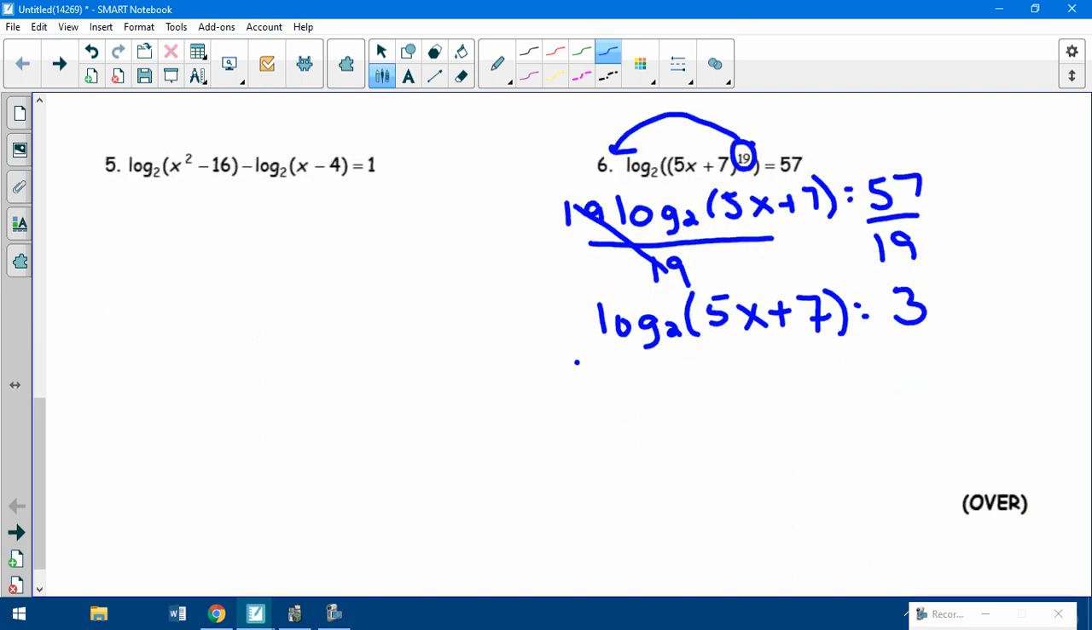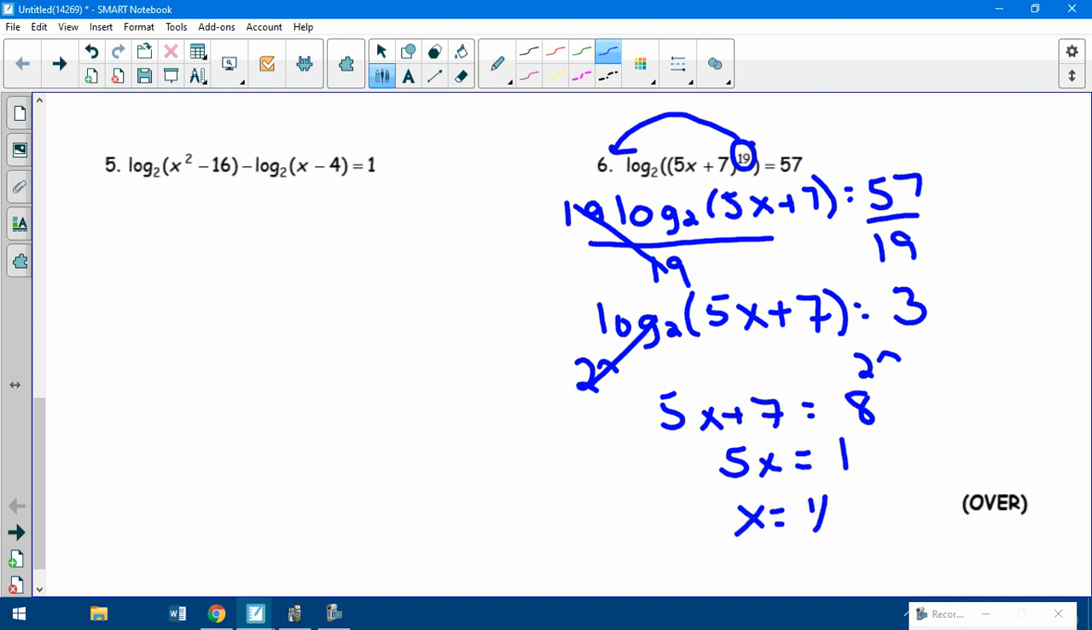And then if I exponentiate by 2, I'd have 5x plus 7 equals 8, 2 cubed. 5x equals 1 when you subtract the 7, and x equals 1/5, which would work because 5 times 1/5 is 1, plus 7 is positive. So there's your answer.